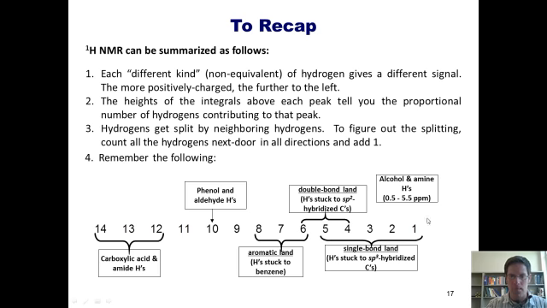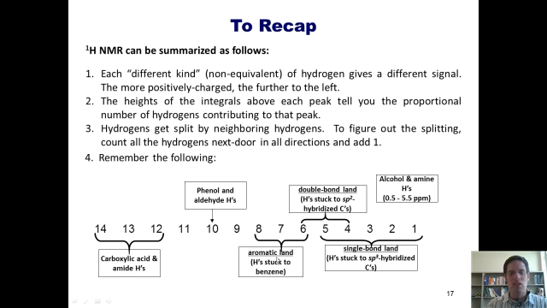Remember the following. Single bond land, 1 to 5 ppm. These are hydrogens stuck to sp3 hybridized carbons. Double bond land, 4 to 6 ppm. Hydrogens stuck to sp2 hybridized carbons, specifically carbons that are double bonded to other carbons.